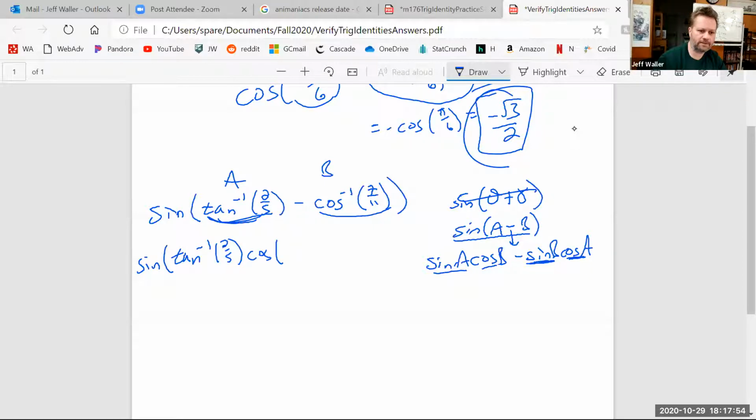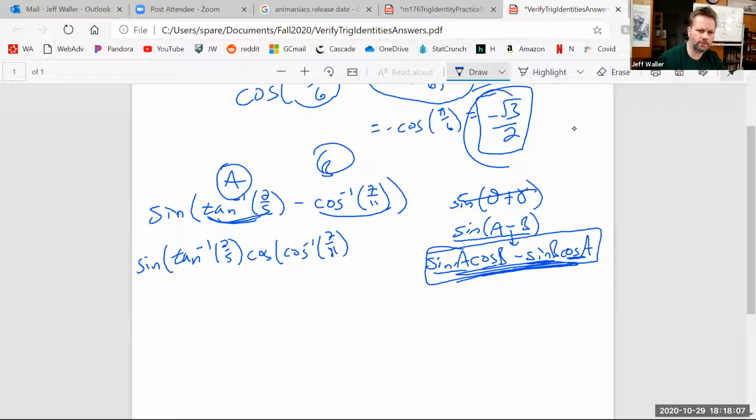Cosine. Oh, this is nice. I made this really nice. So I'm just following exactly what I've written for myself here. I've identified who's what, and I'm just going to put them in the right place in the identity. And of course, I left myself no room here, but sine of B, cosine of A.